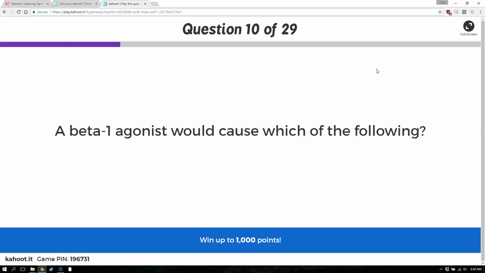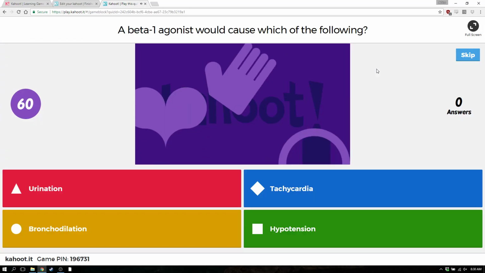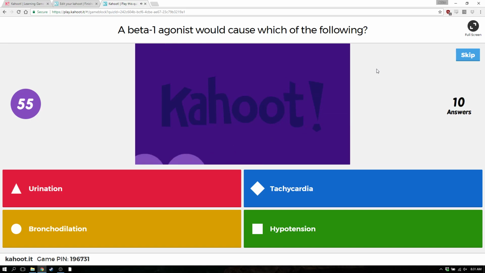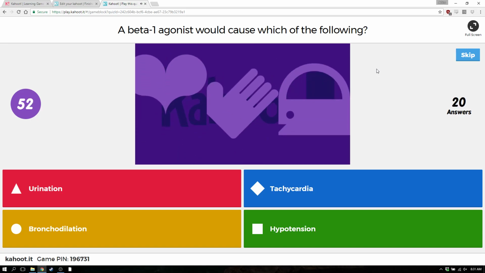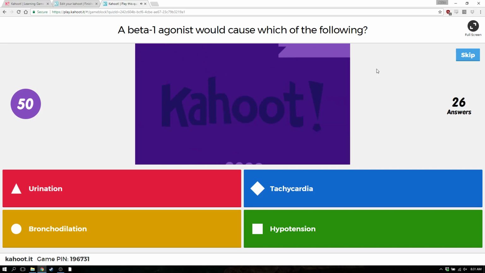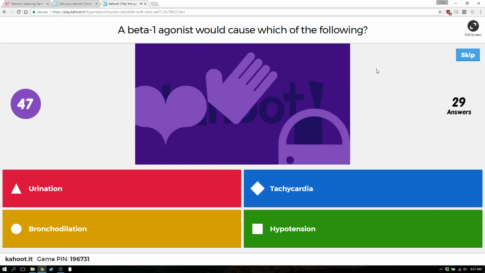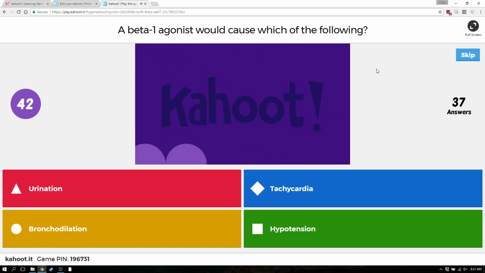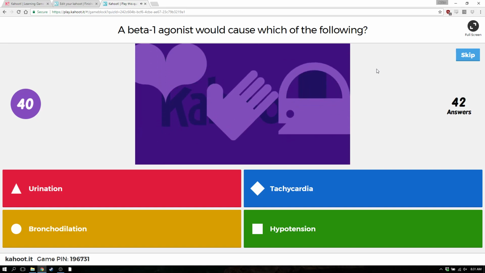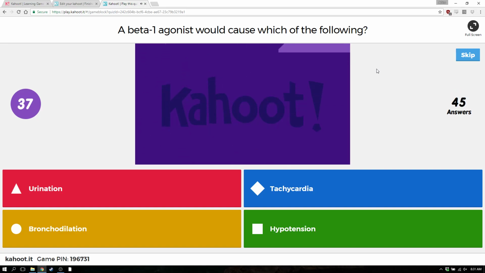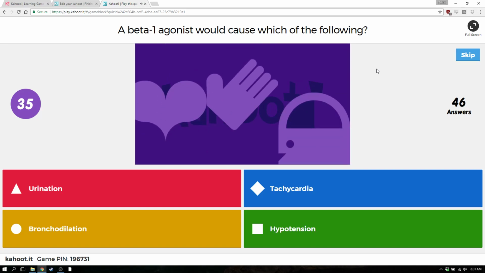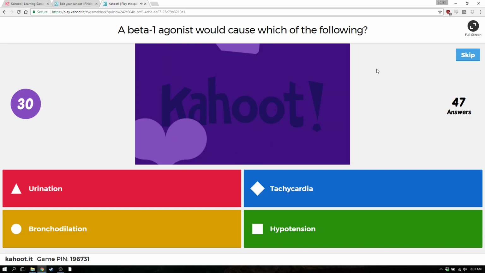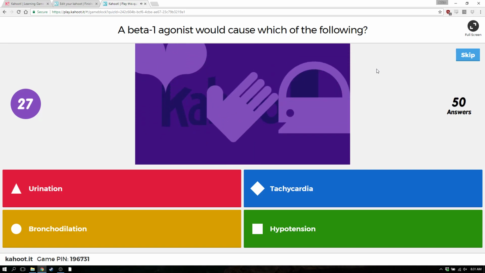A beta-1 agonist would cause which of the following? So a drug that does this is called dobutamine. If you hear that one, that's specifically a beta-1 agonist. Oh, I should have said it in the beginning. I would have known exactly what the answer was.